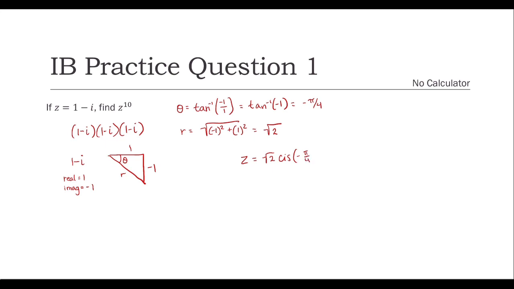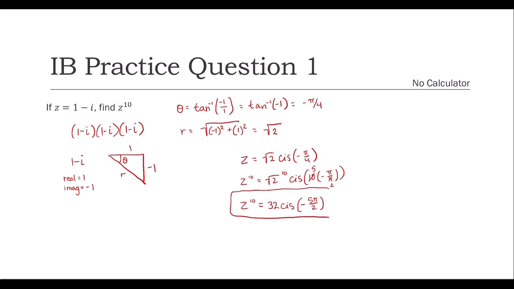So in polar form, we have that z equals square root 2 cis -pi/4. So z to the 10th will equal the square root of 2 to the 10th, cis 10 times -pi/4. That will simplify to z to the 10th equals the square root of 2 to the 10th, which is 2 to the 5th, which is 32, cis 10 times -pi/4. This will become 5/2, so cis -5pi/2. So there's your answer for that.